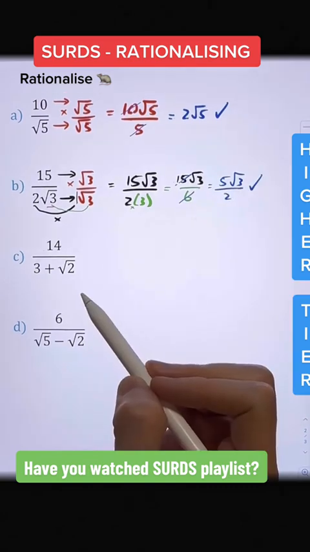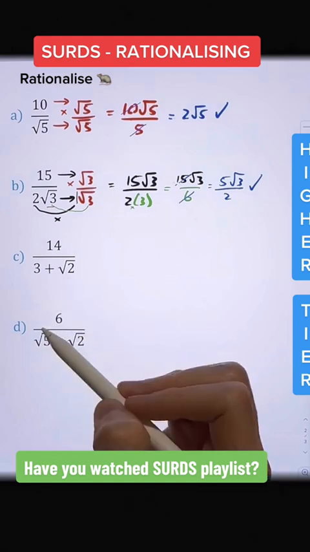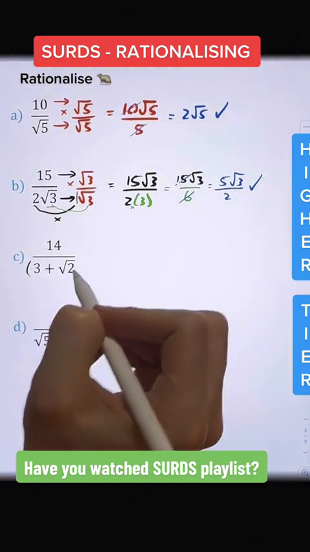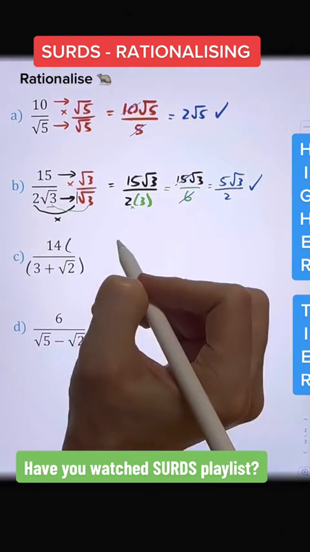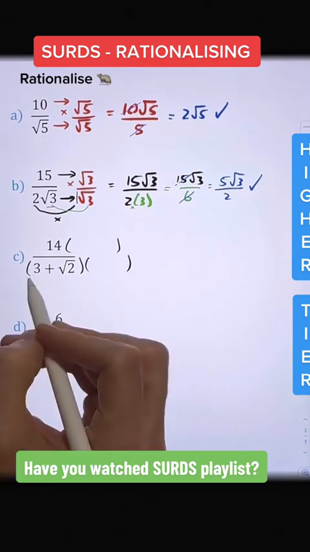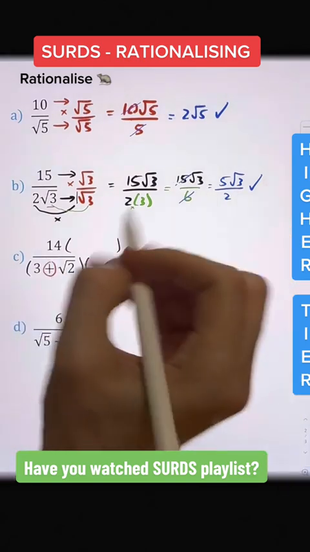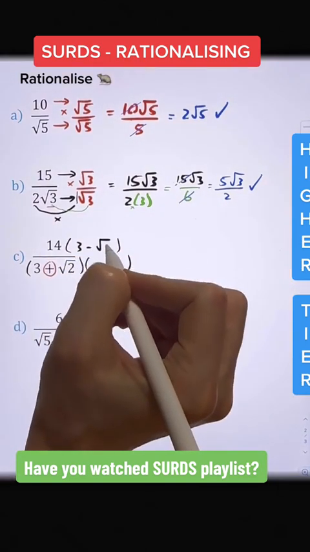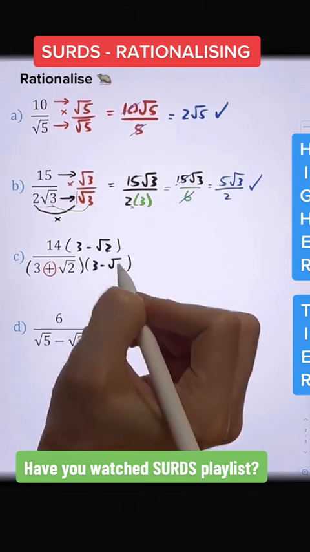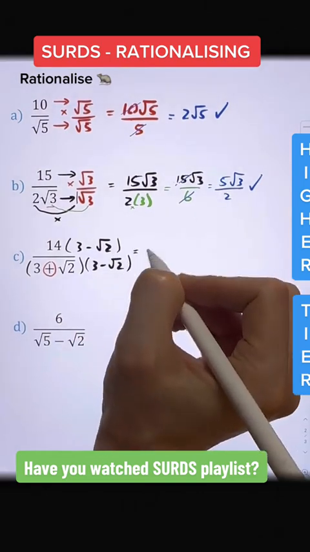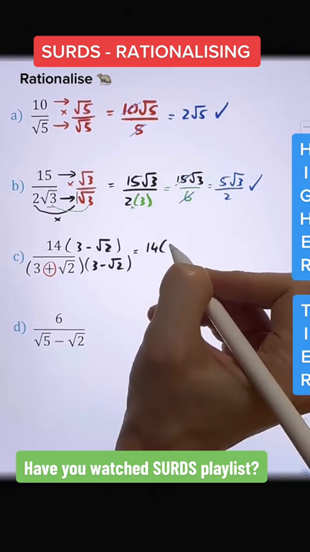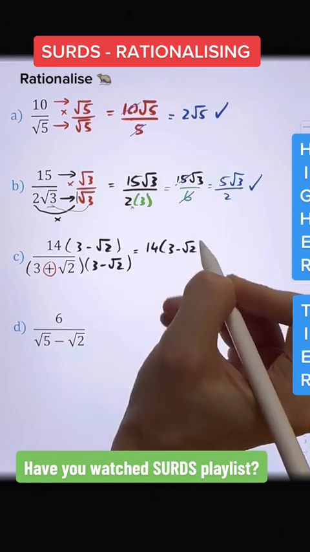For part C, if I'm rationalising and I've got 2 terms in the bottom, I always place that inside single brackets and I multiply the top and the bottom by the same 2 terms at the bottom, but I must change the sign. Hence, in this case, I'm going to multiply the top and the bottom by 3 minus root 2. Leaving the top alone for now, I'm going to leave that as 14 and in brackets 3 minus root 2.